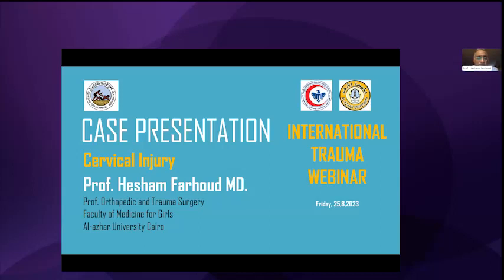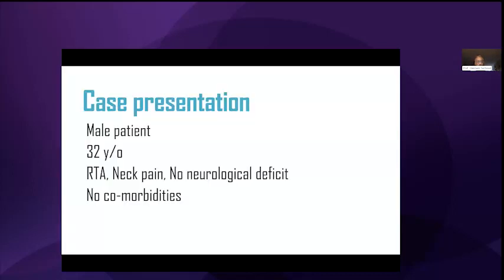What I'm going to talk about is two case presentations. One of them is a cervical injury and one of them is a lumbar injury. The first one is a cervical injury. This is a male patient, 32 years old. He had a road traffic accident 5 months ago. He came to me complaining of neck pain with no neurological deficit, and he had no comorbidities.